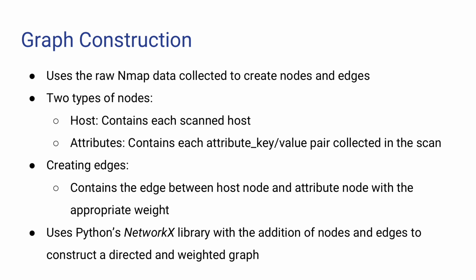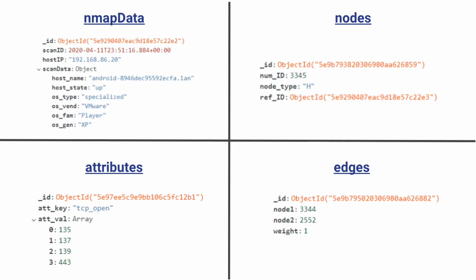This implementation required a very extensive process in order to properly reference MongoDB documents to create separate host and attribute nodes and to account for every attribute key value pair saved. You can see one example document from each collection here. Additionally, the database contains a 5th collection called Counter, which assigns each node a numerical ID suitable for graph construction and graph embedding.